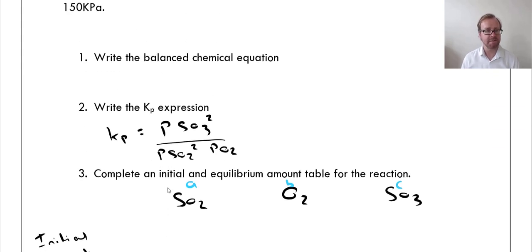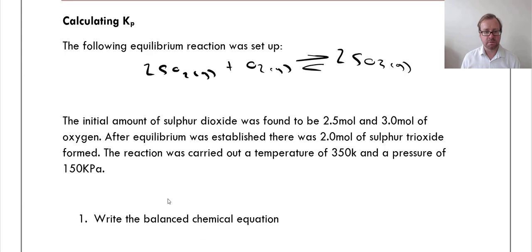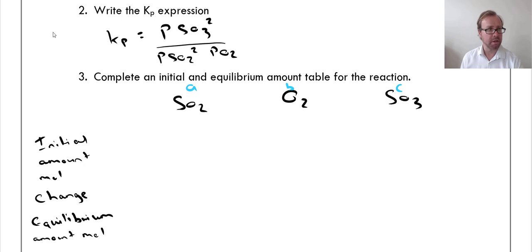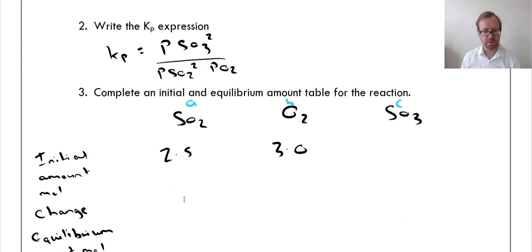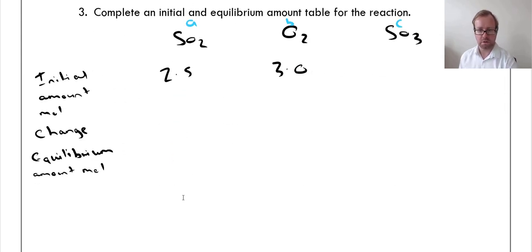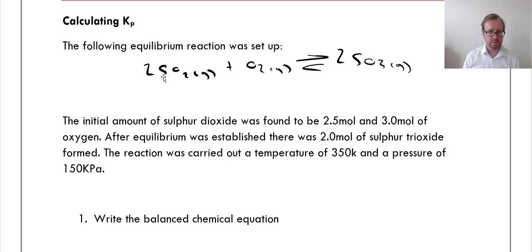So we'll fill this out as we go through. So the initial amount of sulfur dioxide was found to be 2.5 and 3 moles of oxygen. So I can fill out my initial moles of 2.5 and 3 moles. And after equilibrium was established, there was 2 moles of sulfur trioxide formed. So 2 moles of sulfur trioxide. Well, again, we assume that the initial amount of sulfur trioxide is 0.